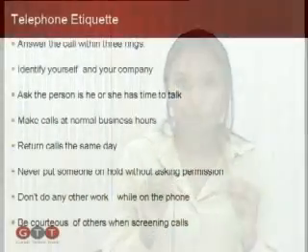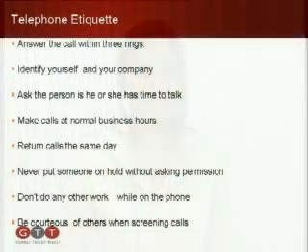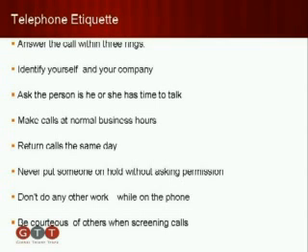Make calls at normal business hours. Make sure that you call people or call clients at normal business hours, which is 9 to 5 or 9 to 6. Do not call people after 7 o'clock for business reasons. Return calls the same day. If you have missed a call, ensure that you call the other person within the same day. If possible, call the person within the next 1 hour.